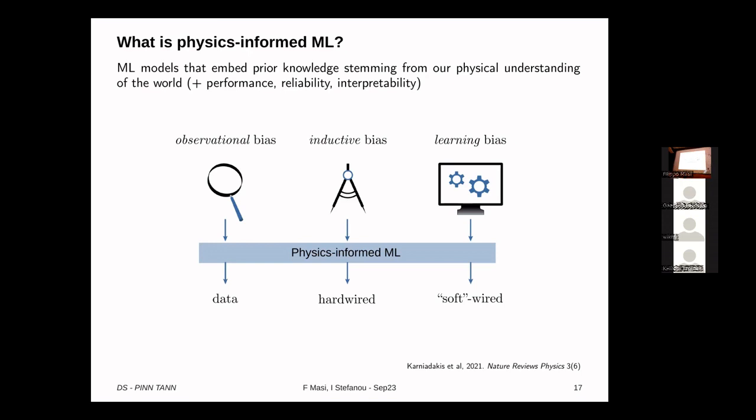How do we insert this prior knowledge stemming from our physical understanding of the world? Well, there are three categories. The first one is the observational bias, the classical one. This is the one that you do with the muffin and the dog when you train a convolutional neural network. The first thing you do is, let's say you acquire just an image of a dog, so you will just have one data point, so that's fine.